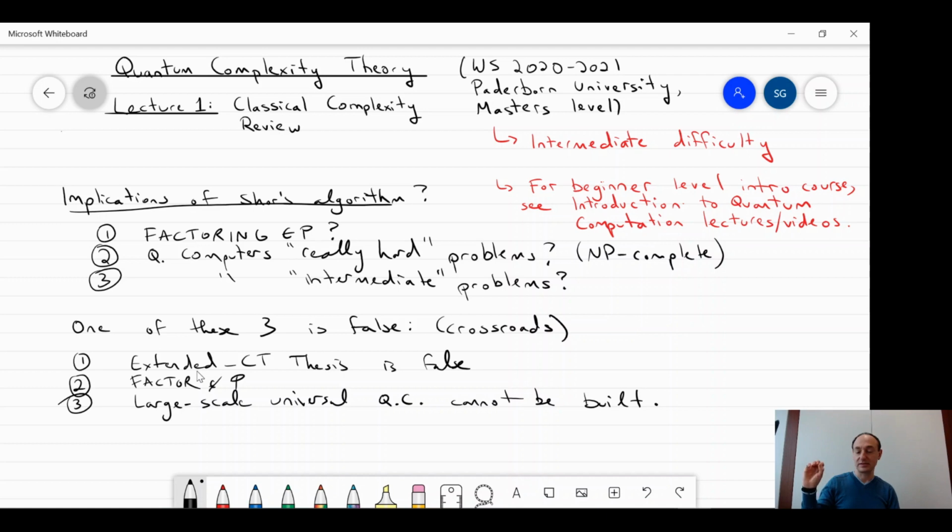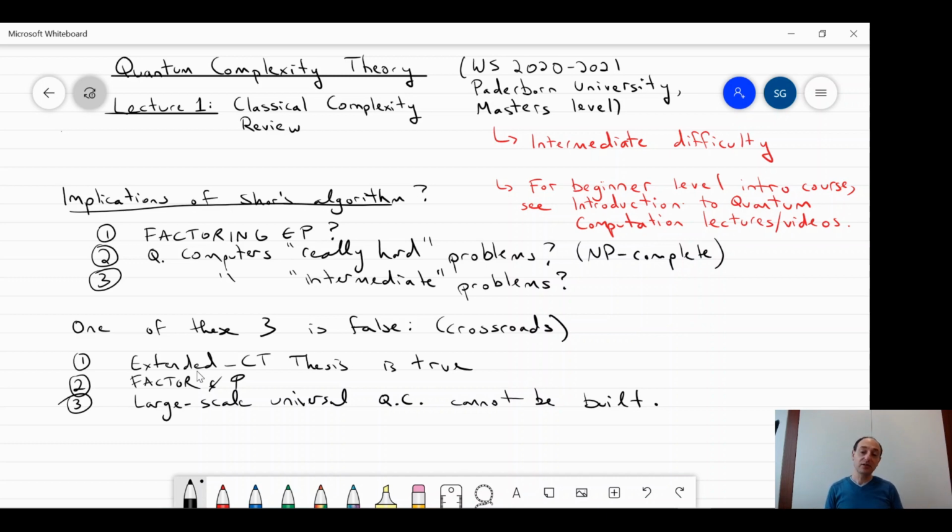one of these, I always get a little bit confused because I always write this in a double negative, right? One of them is false, meaning that, that's my confusion right here. This should be true. Okay, so either the extended Church-Turing thesis is actually going to be false, okay, or factoring is actually going to be in P, or it must be the case that large-scale quantum computers just cannot be built. Okay, one of these three has to be false.